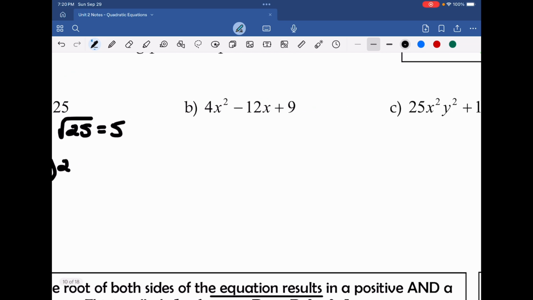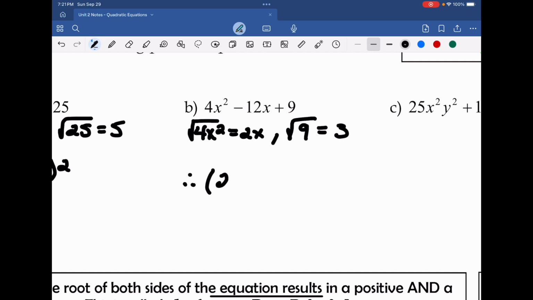Okay, we're going to go to our next example. We're going to take the square root of 4x squared, which is equal to 2x. We're going to take the square root of 9, which is our other outside term, which is 3. Therefore, our factored form is going to be 2x and 3. And then we ask, what is our middle sign on this? It's going to come from the negative in the b. We're going to throw a negative here.